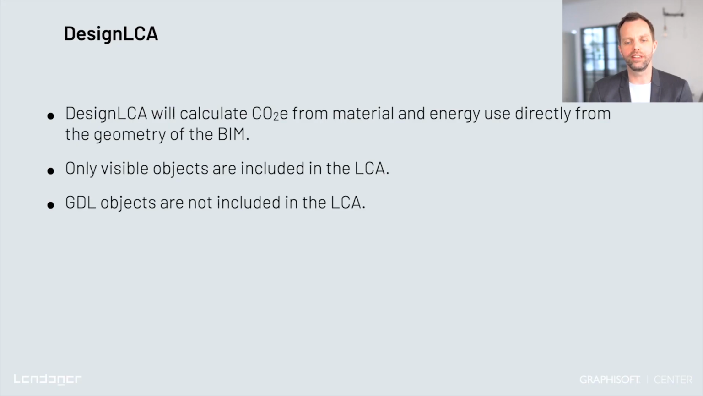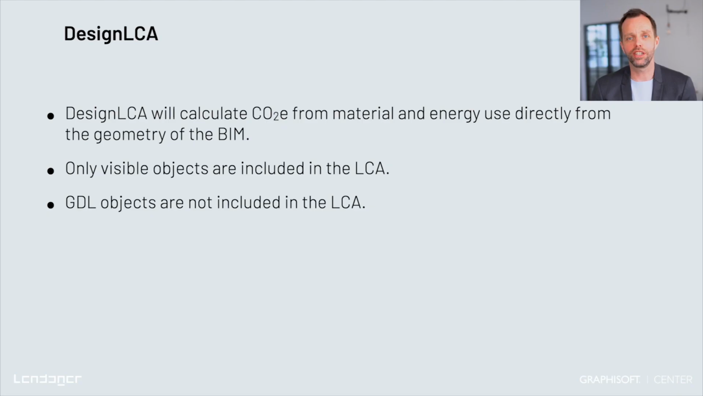As a small print, there's a little bit of details about this CO2 calculation in Archicad. We use the geometry of the BIM project. So if you don't model it, it will not be calculated. So you have to model everything you want to include in the LCA calculation. Only visible objects are included. So if you turn off layers, that will not be included in the LCA. GDL objects are generally not included in the LCA. So kitchen cabinets, chairs, and stuff like that will not be part of the LCA.